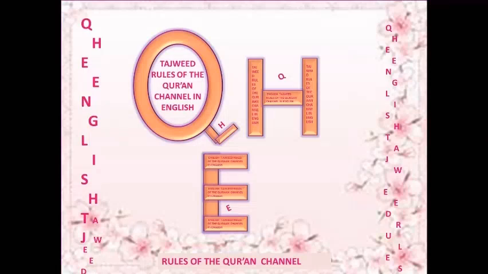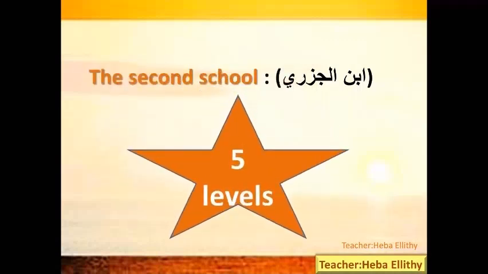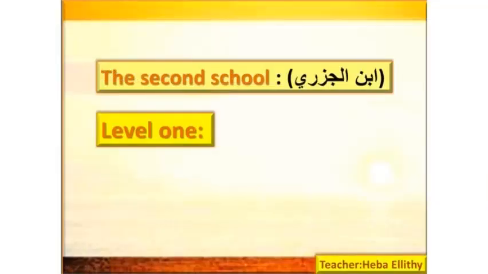We're still under the chapter of التفخيم and الترقيق, and today inshallah we will talk about the second school, the school of الشيخ Ibn al-Jazari, which is with the 5 levels of the Tafkheem and Tarqeeq. Let's see together what Tafkheem and Tarqeeq in this school mean, or how they follow it.